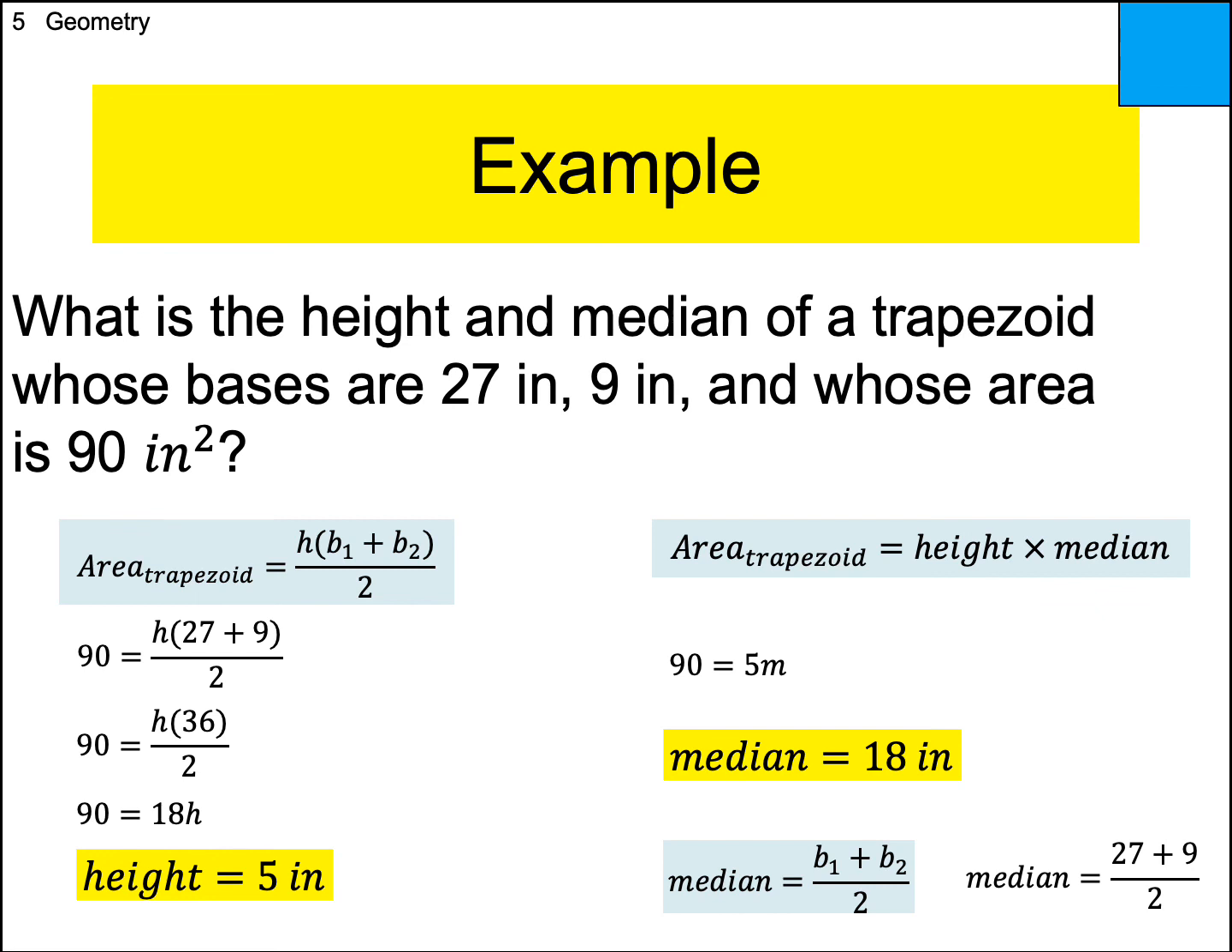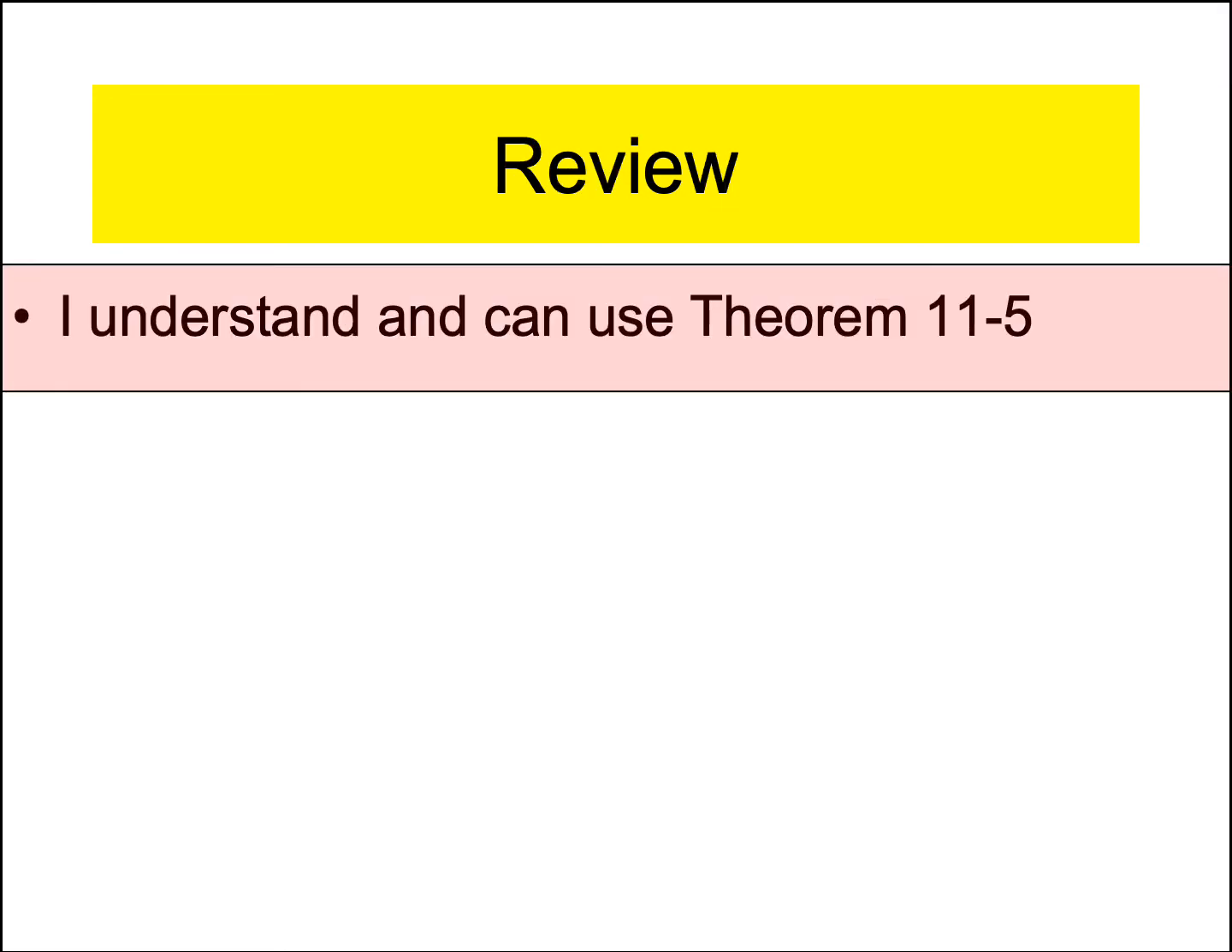Some of the numbers are very nice. Some of the numbers are not very nice. For the ones that have fractions, I would just convert everything to an improper fraction and then multiply or divide away for those. Okay. So we really only did one theorem today, 11.5, which is the area of a trapezoid.